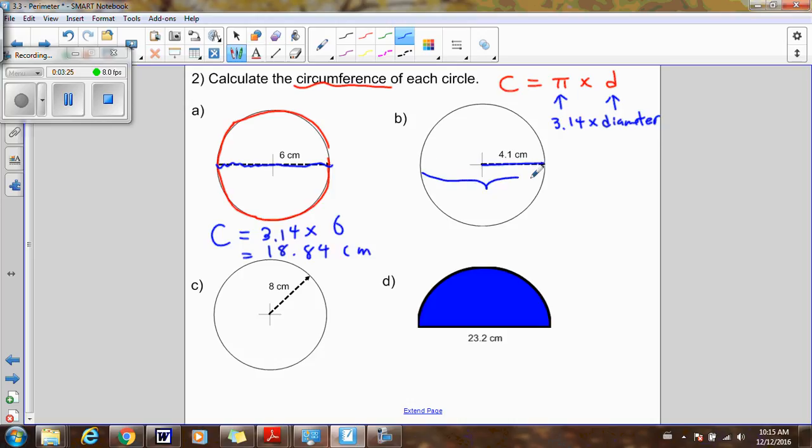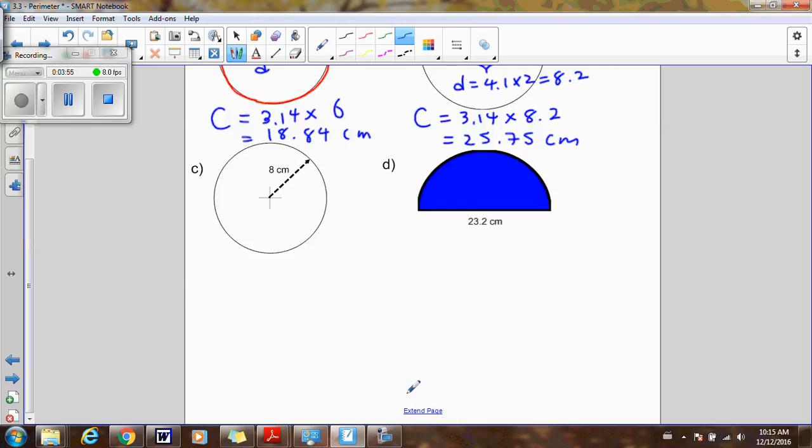Okay. For the next circle, we know the radius here is 4.1. So to get the diameter, remember the diameter is the length all the way across. We have to double this number, so it will be 4.1 times 2, which is 8.2. And then we can just use the formula again, so it'll be 3.14 multiplied by the diameter, which is 8.2. And if we do that, you're going to get the answer 25.75 centimeters.